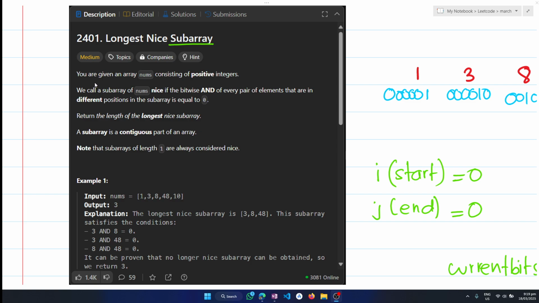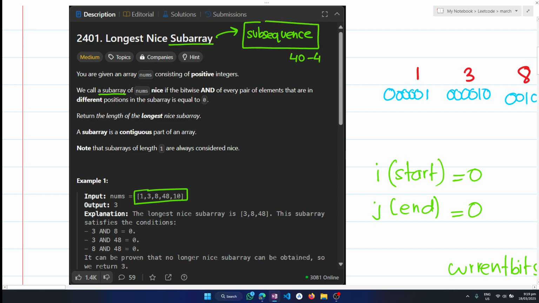It says you are given an array nums, something like this as input, and what you have to do is this. We call a subarray of nums... Let me highlight this part because this is something which I really got stuck at. I did not focus on this part and I thought that they were talking about a subsequence, and this actually led me to waste around 40 to 45 minutes of mine. But this is very important. This is very important for you to read the question carefully.